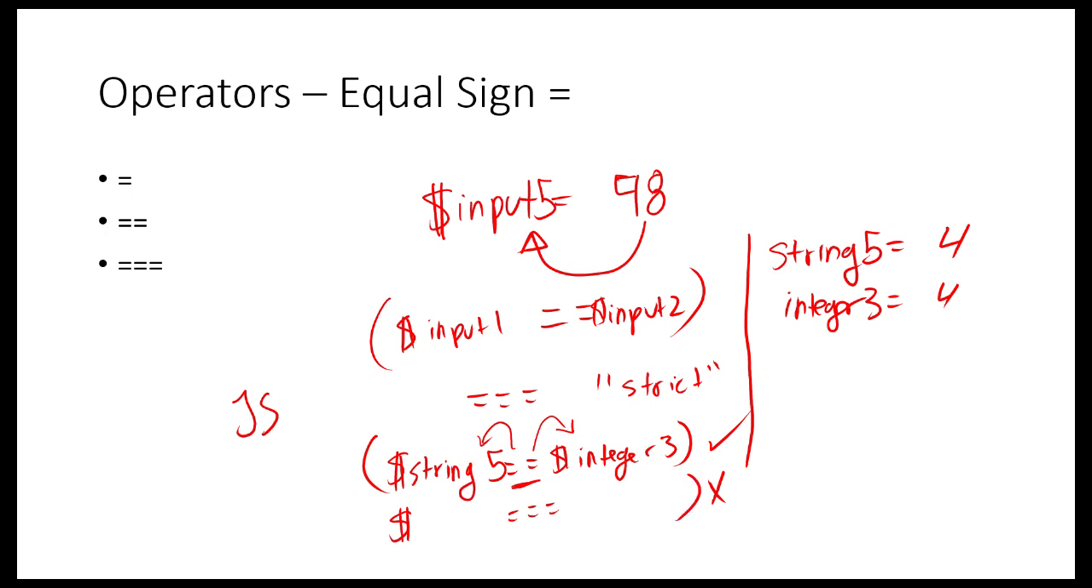It's going to say, well, string is equal to integer, but not in type. So it's not going to work. And then we have not equal. So this is if we're asking the computer if two variables are not equal in value, and then we can combine them.